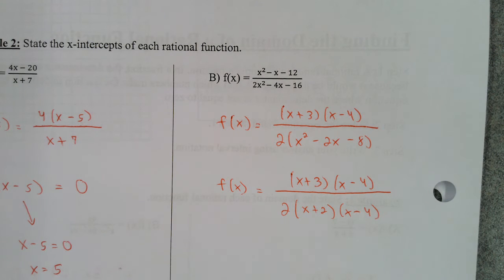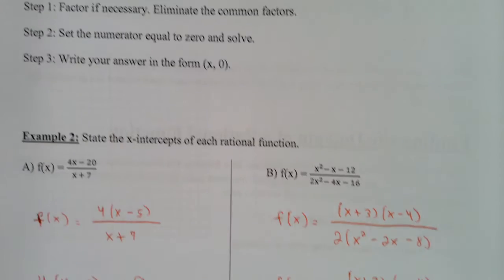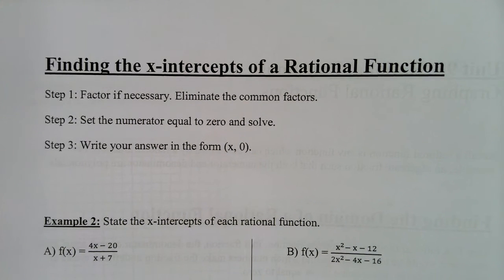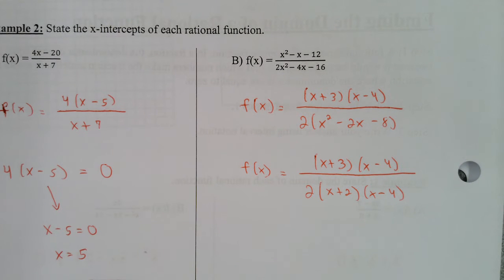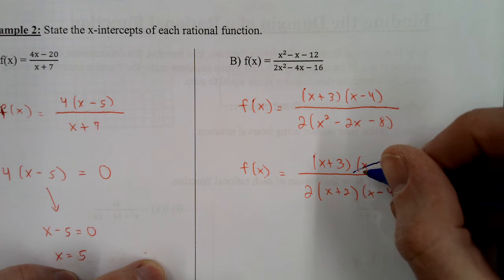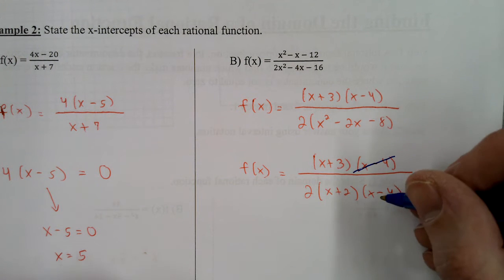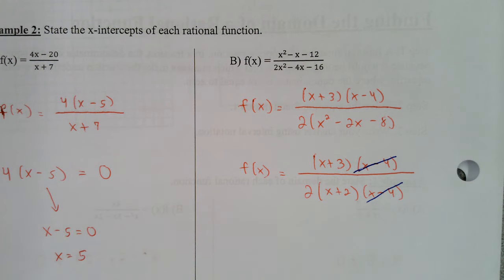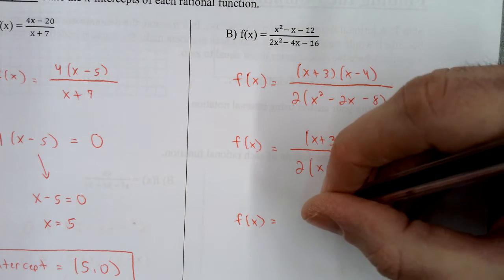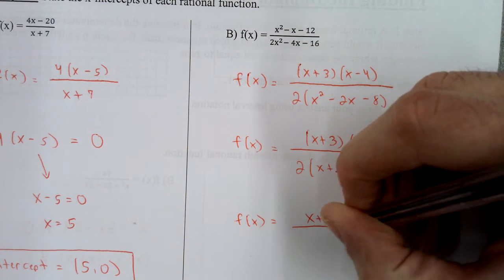Now you have to be careful, okay? Because step 1 says factor if necessary, and it says eliminate the common factors. That is important that you eliminate it. We'll talk about that more later. But you must eliminate the common factor of x minus 4. If there are common factors, eliminate them. Example 2a, there were none. This one does have a common factor of x minus 4, so you divide that out, and you're left with f of x equals x plus 3 over 2 times x plus 2.